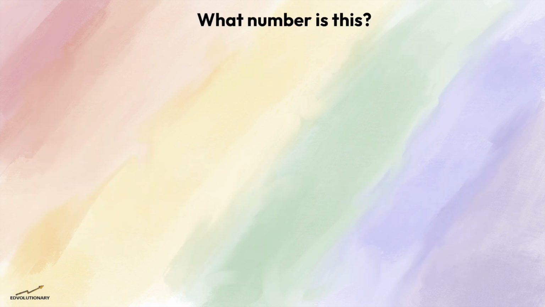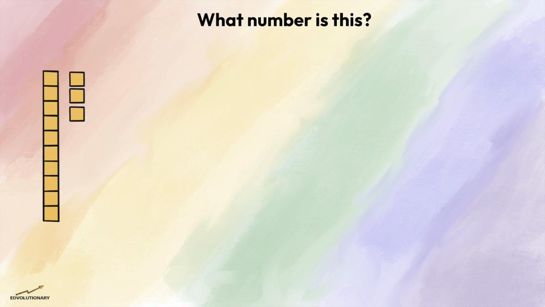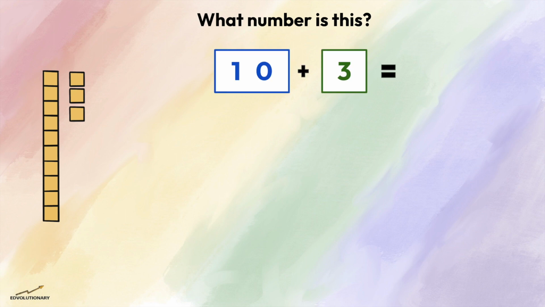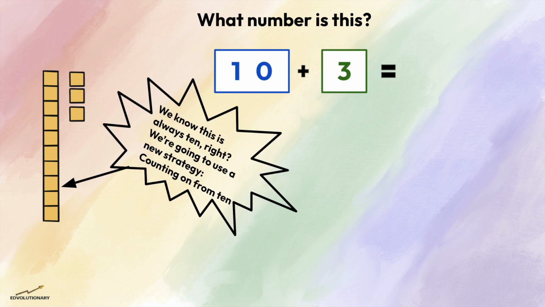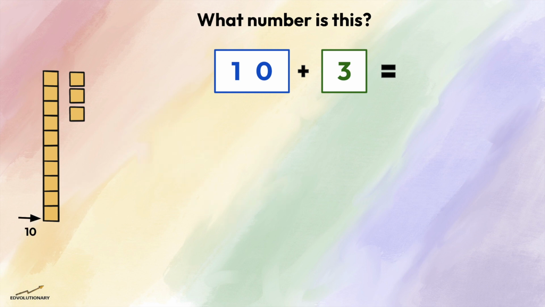At the end of Monday, we're going to introduce students to a new strategy that will then carry them through on Tuesday, and we'll use it exclusively on Tuesday. So we'll say, what number is this? Students might shout out the teen number, or they might say, I see a 10 and 3 1s. We know this is always 10, right? That unit right there is always 10. So we're going to use a new strategy: counting on from 10. Watch how it works.